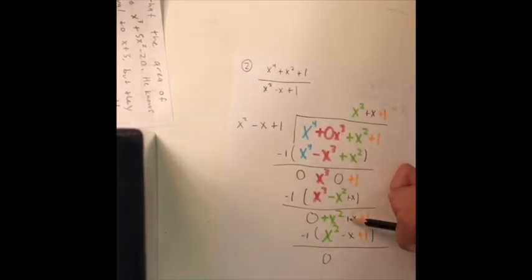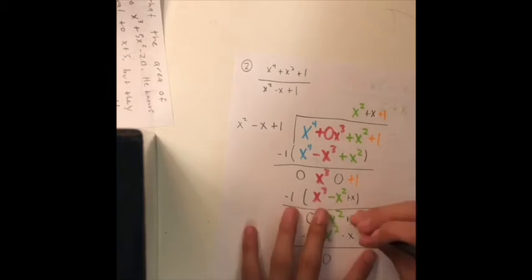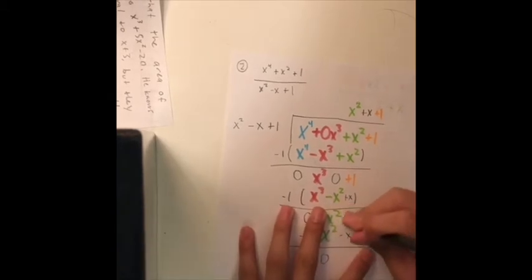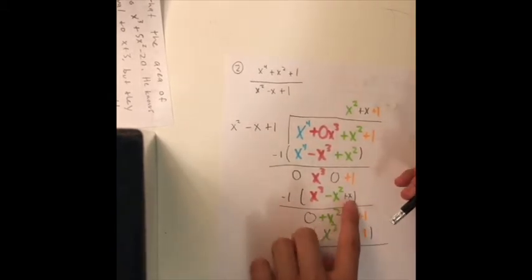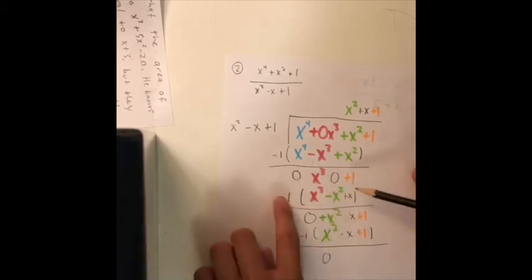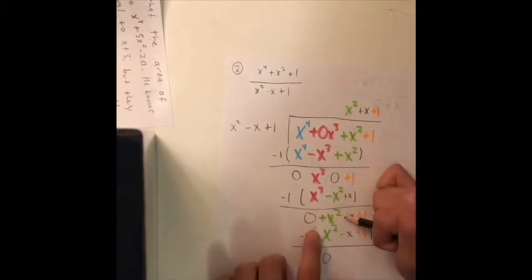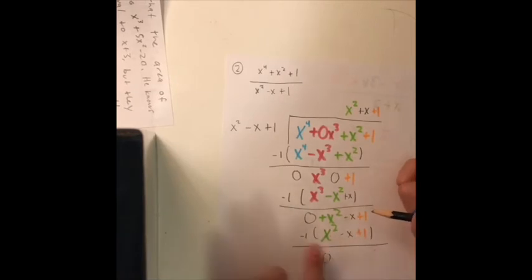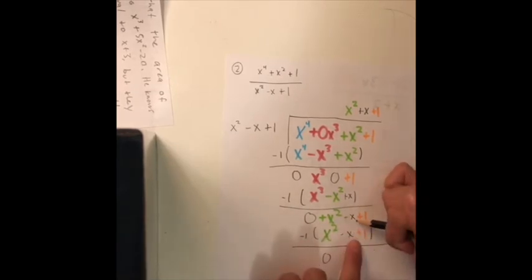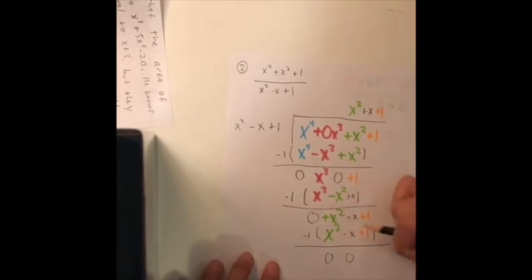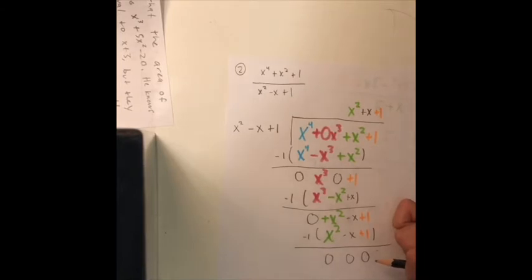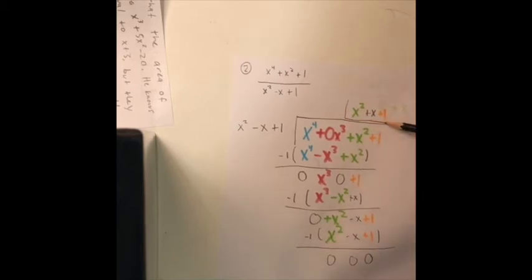Oh, this should be a -x, actually. Sorry about that. I forgot to multiply it by -1 when we were adding this. So this should be -x. This one should be -x. Now we multiply this by this. -1 times -x is x. Add it to -x, you get 0. And it's -1 plus 1, you get 0. So this actually works out since there are no remainders. So this is just the answer right here. X squared plus x plus 1.